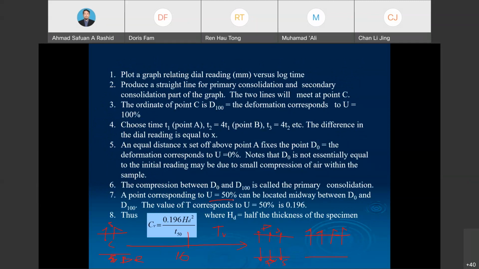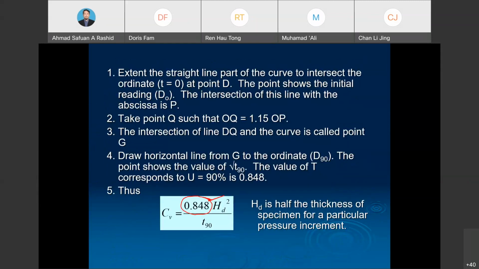Okay, later I will explain how they get this TV value. While for this TV value, because it represents 90% of consolidation, that's why the value is a little bit high compared to the U50. Okay. So then we can get the CV value by using this square root of time method developed by Taylor.